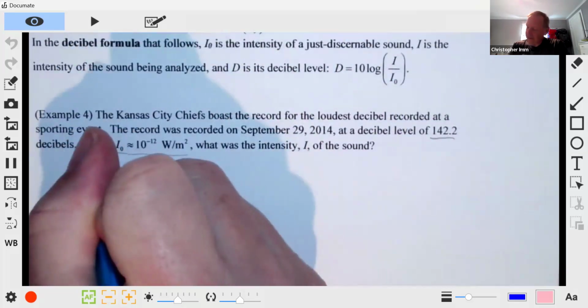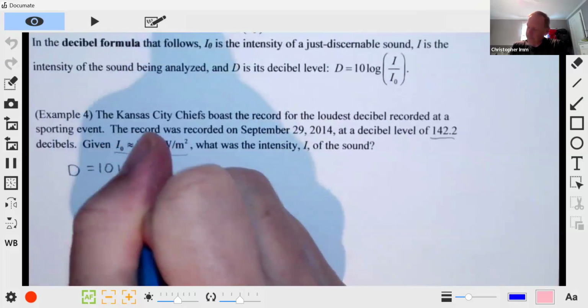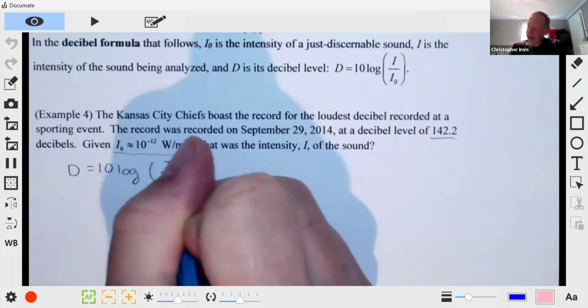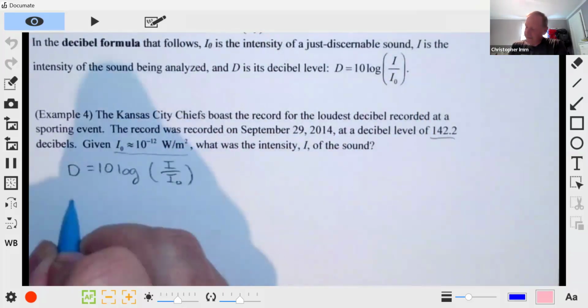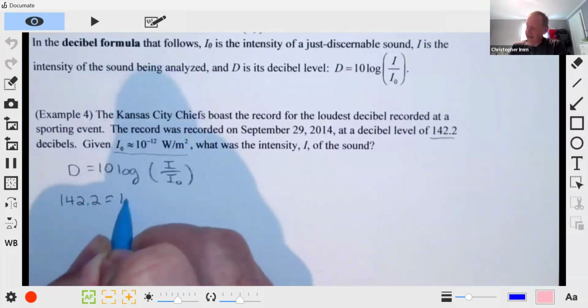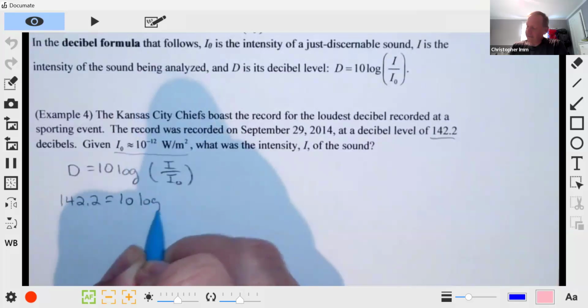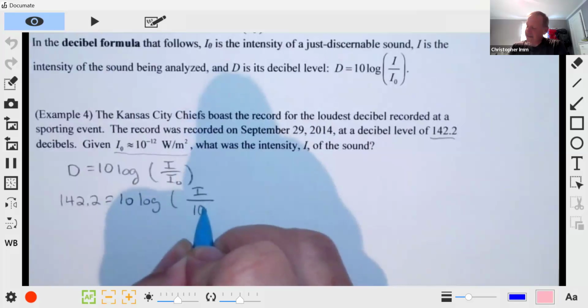D is equal to 10 log of I over I naught. That's right here. And we can plug in. So the decibel level recorded was 142.2, equals 10 log of I, which we're trying to find, over I naught, which is 10 to the negative 12.